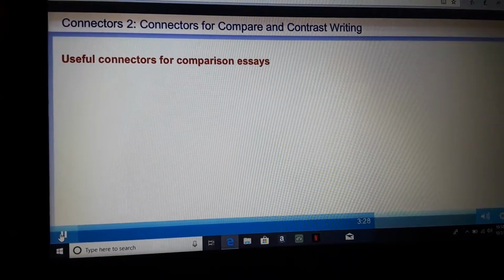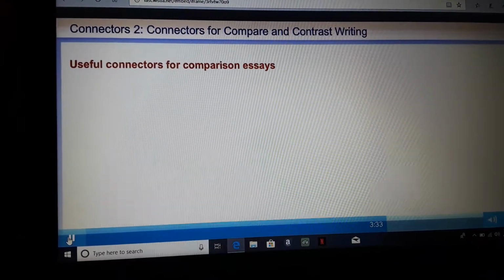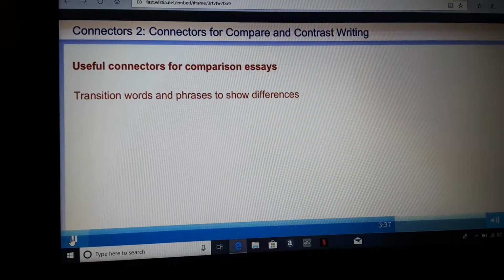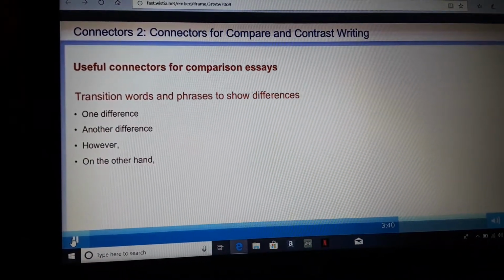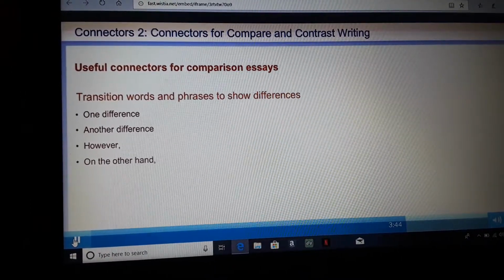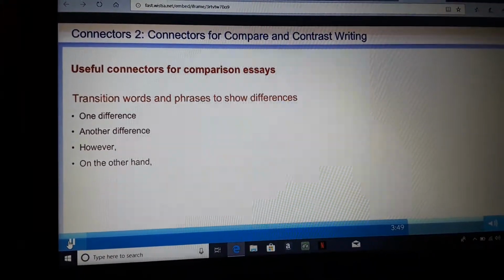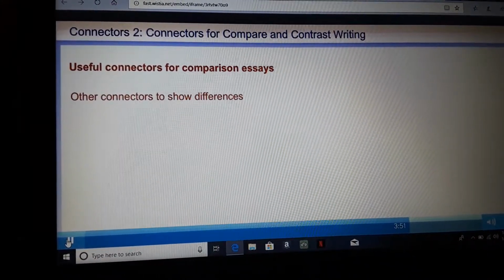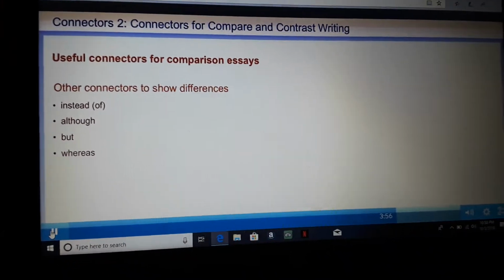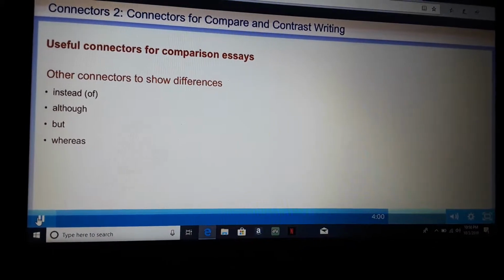In addition to connectors that show similarities, there are also connectors that help show differences. Useful transition words and phrases to show differences include one difference, another difference, however, and on the other hand. Other useful connectors to show differences include instead, instead of, although, but, and whereas.